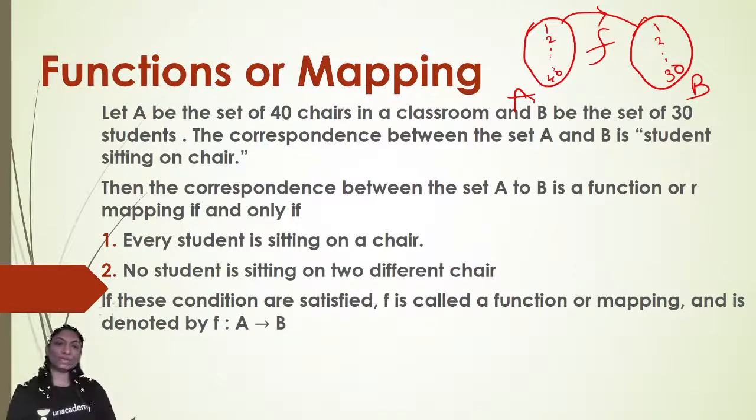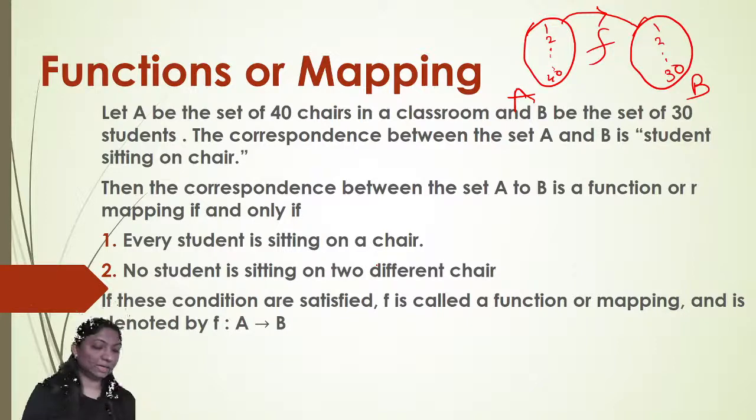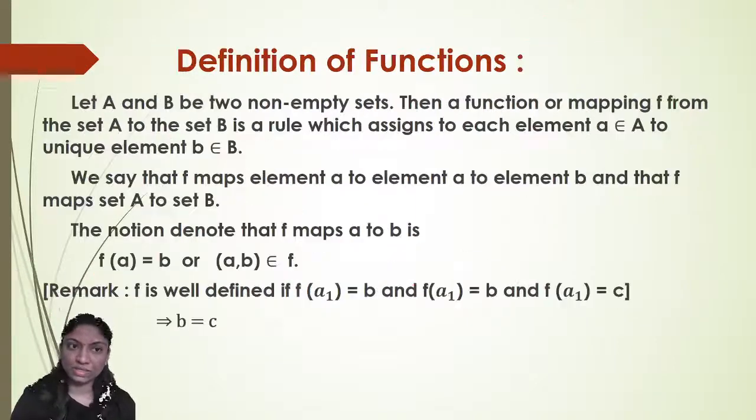If these two conditions are satisfied, then f is called a function or mapping and is denoted by f defined from A to B. Okay, that is your function. Now let's see the definition of a function. So what will be the definition of a function?